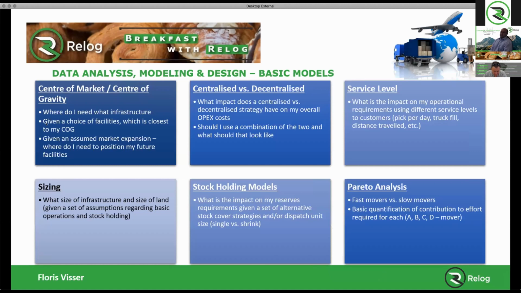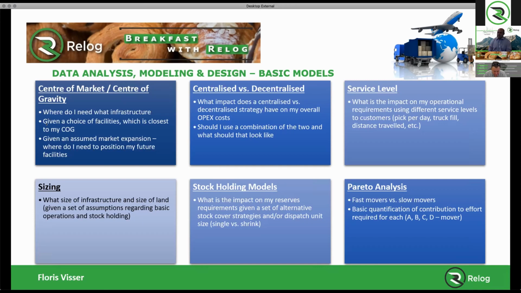The different types of analysis or models that we build. Obviously, we spoke about the center of market or center of gravity modeling, where we really look at the geolocations of your drop-off points, your frequency of travel. Where does your infrastructure have to be? If you're evaluating two or more alternative sites, which one will give you the least travel distance to your customers? And also, you may be targeting a different market in a different segment, and will that dramatically increase your cost, or should I relocate my facility?